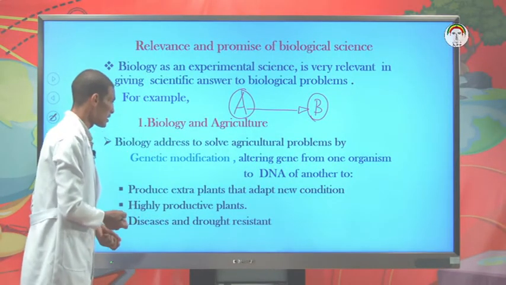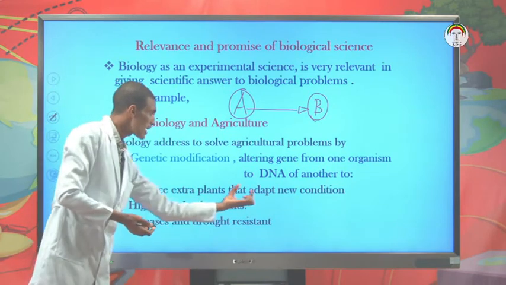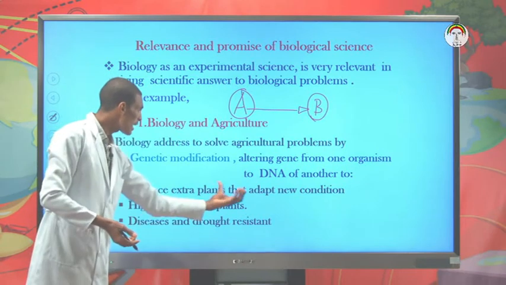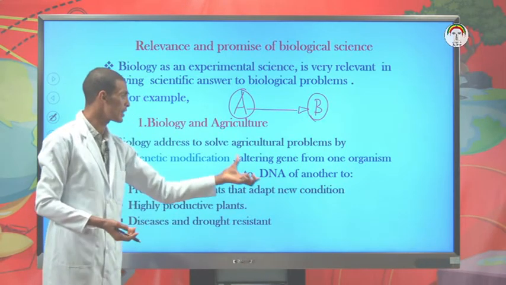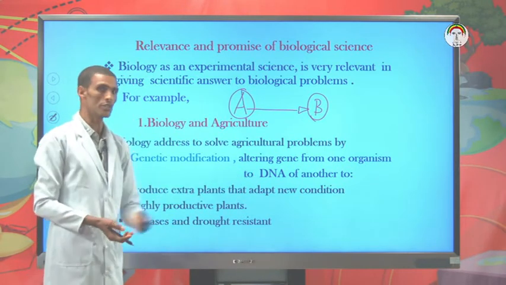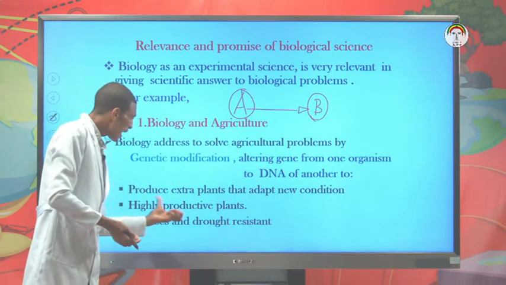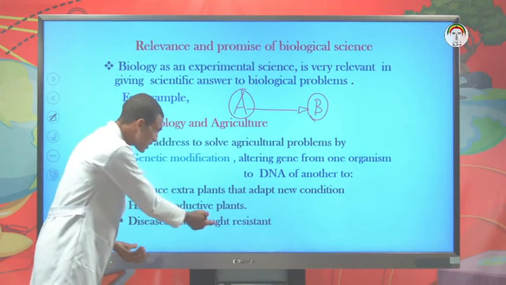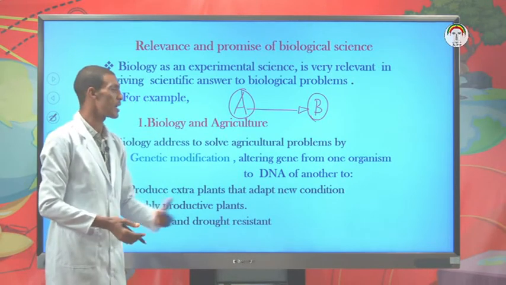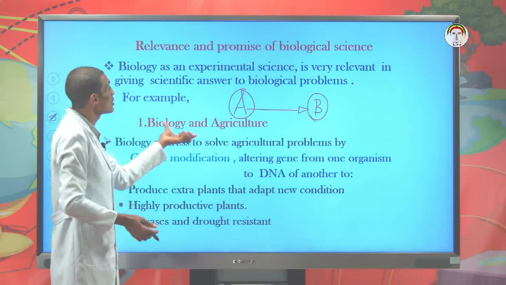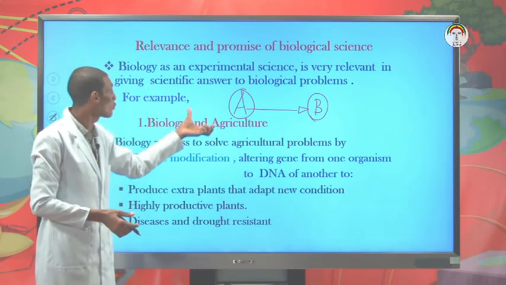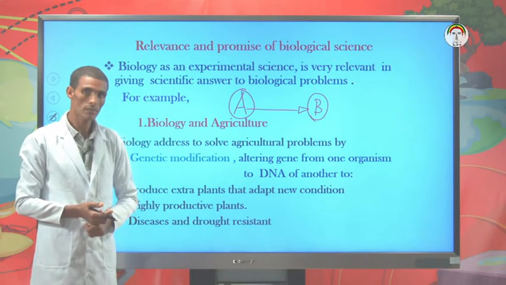So here, biology in the agricultural system produces extra plants that can adapt to a new, changing environment. Plants that do not lose their productivity under changed conditions, highly productive ones, and again disease and drought resistant plants. So biology contributes a lot to agriculture to ensure the food security of the country. Well done.